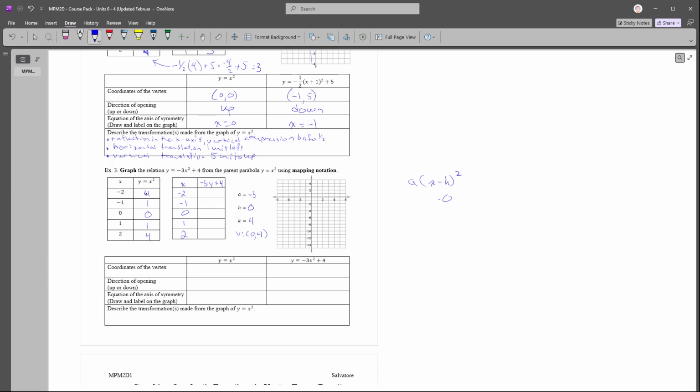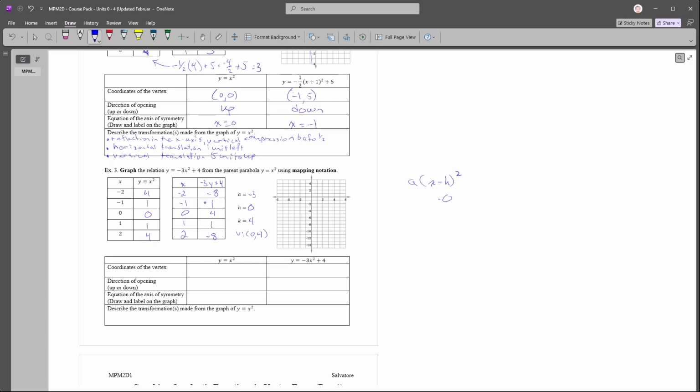So negative 3 times 4, that's negative 12. Negative 12 plus 4 gives us negative 8. We go to the next one. Negative 3 times 1, that's negative 3. Plus 4 gives us a 1. Negative 3 times 0 is 0, plus 4 is just 4. Negative 3 times 1 is negative 3. And we add on 4 onto that, and we're going to end up with a 1. And then negative 3 times 4 is negative 12, plus 4 gives us negative 8 again. Okay, this makes sense. Our vertex is 0, 4. We can see that this is where things start to reflect, the symmetry starts to apply.